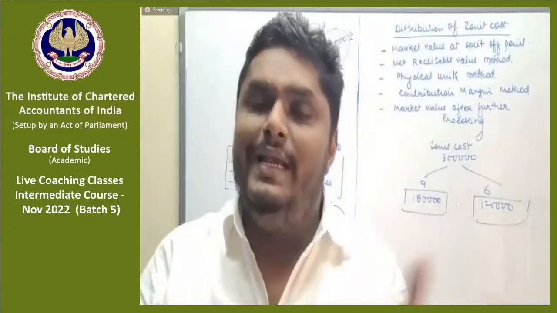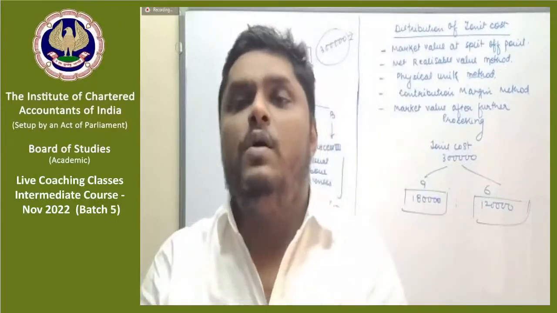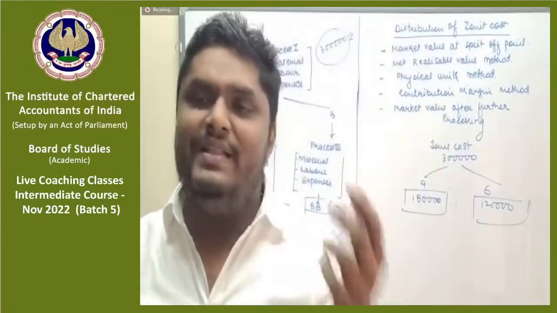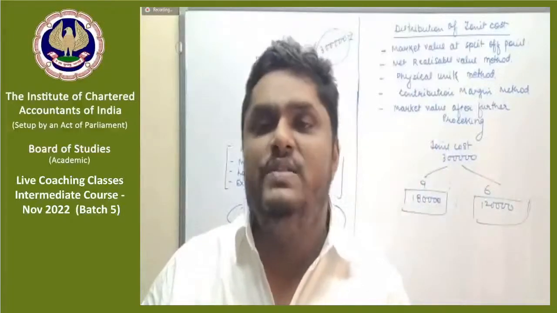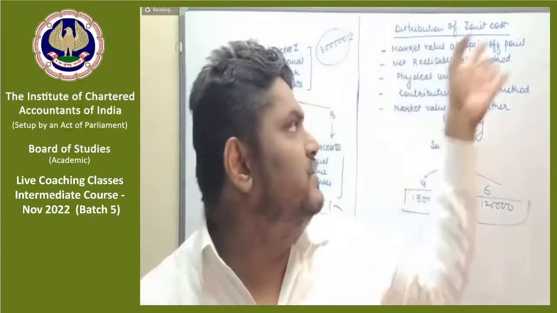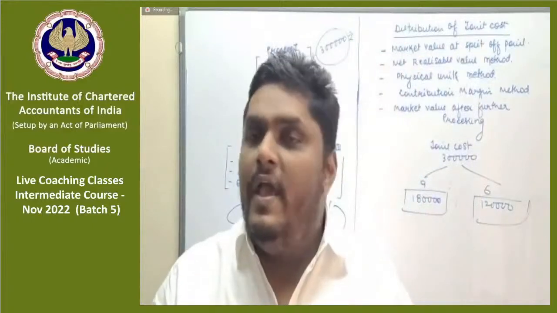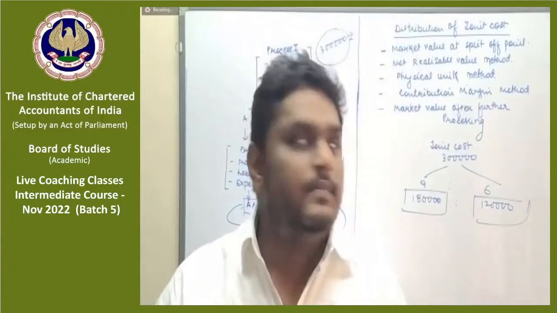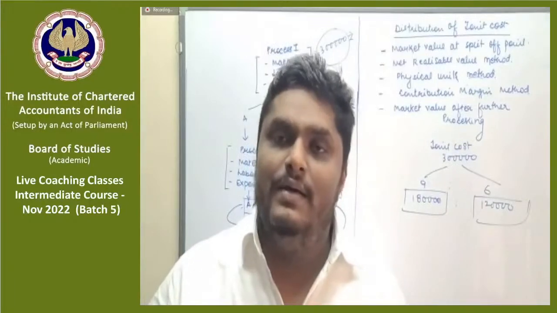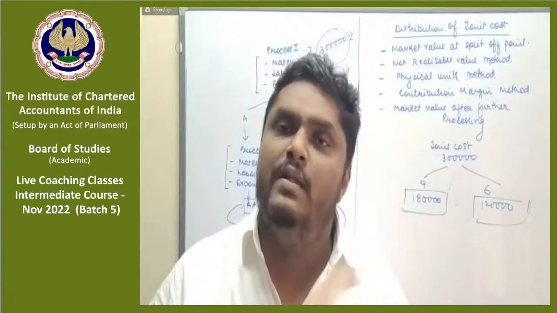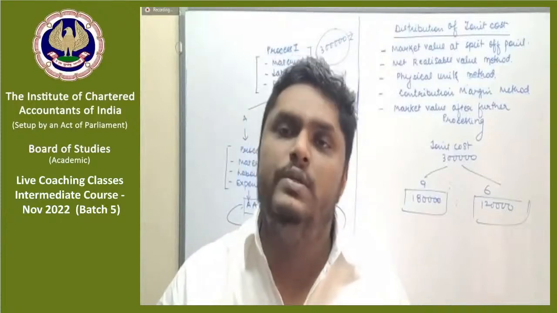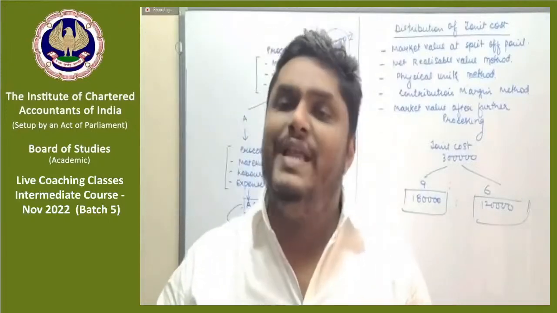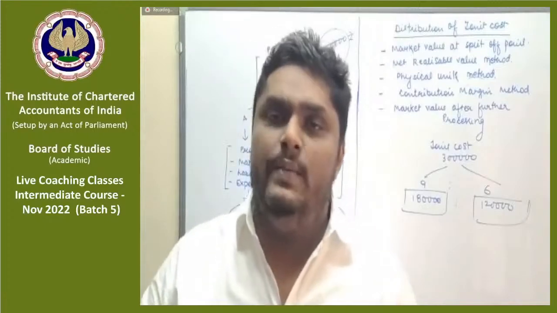If this net realizable value method also cannot be applied, because some information is missing in the question, then the easiest method is the ratio of physical units manufactured. So the joint cost will be distributed in the ratio of physical units. If some information is given in the question as regards variable cost and fixed cost, then we will apply the contribution margin method, wherein the variable cost will be distributed in the ratio of physical units and fixed cost will be distributed in the ratio of contribution as calculated, that is sales minus variable cost.